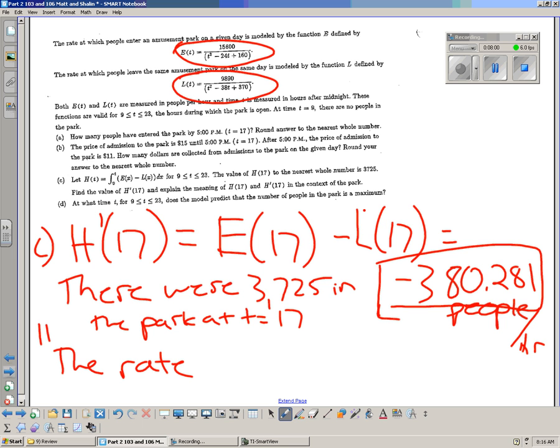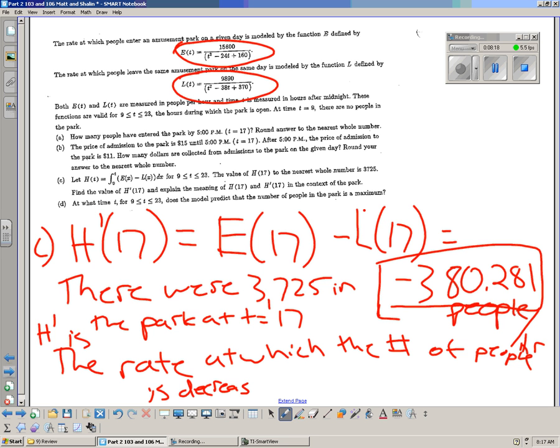So you need to explicitly say h prime is the rate at which the number of people is decreasing because it's a negative number. And then, very important, at t equals 17. The t equals 17 part is worth basically 1 point out of 3 for this part. So it would be stupid just to lose that point just because you didn't write in t equals 17.